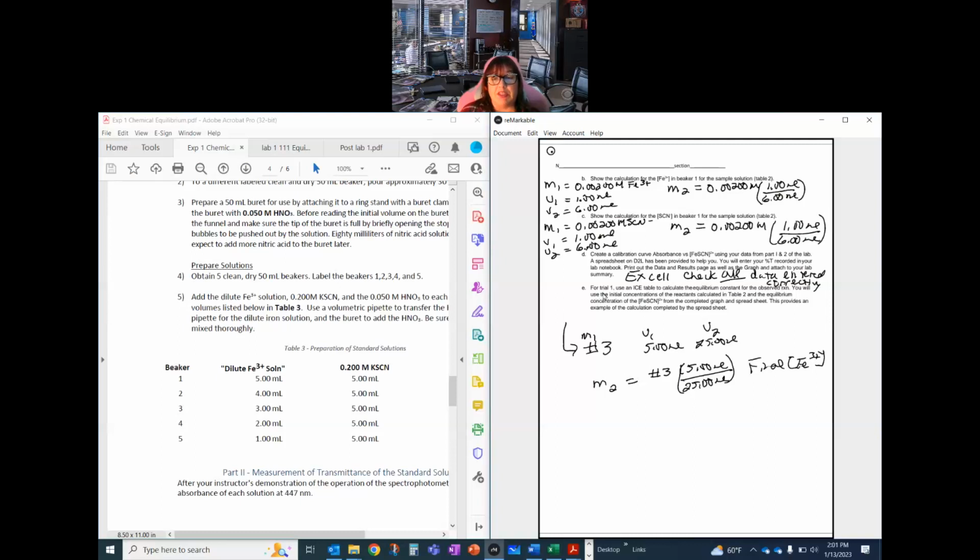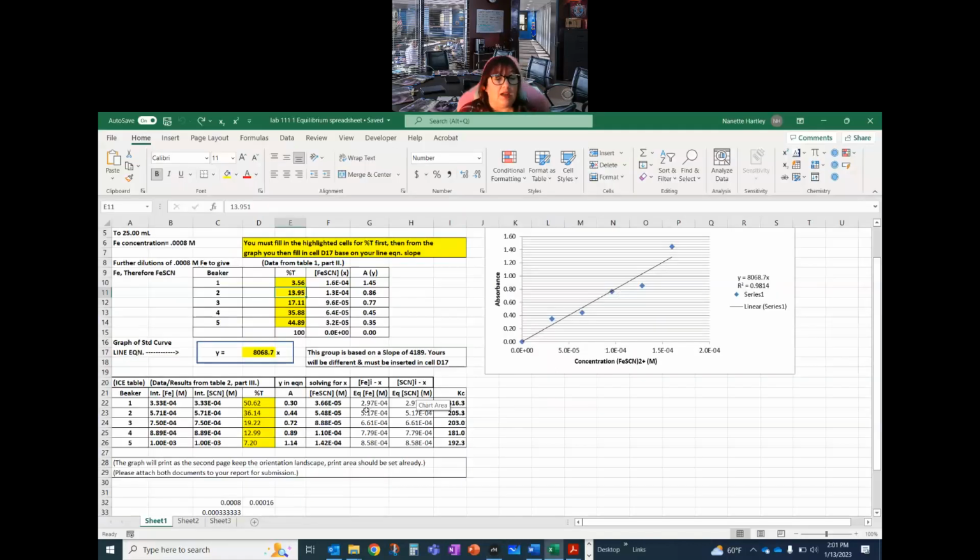It says, for trial 1, use an ICE table to calculate the equilibrium constant for the observed reaction. You will use the initial concentrations of the reactants calculated in table 2 and the equilibrium concentration of the FeSCN2+ from the completed graph and spreadsheet. This provides an example of the calculation completed by the spreadsheet. So what it's telling you is what you need to calculate, and that it's actually doing that for you here. So it does. You have your initial concentrations that you have to verify here, the percent transmittance here. It then calculates the absorbance as it does.